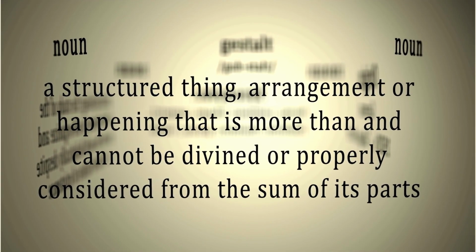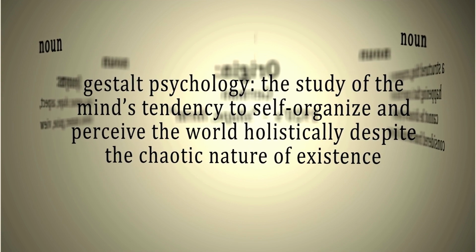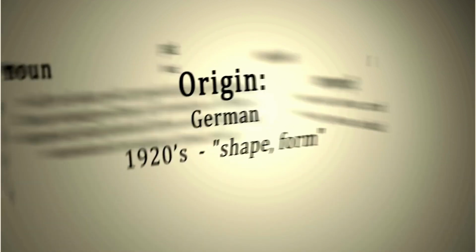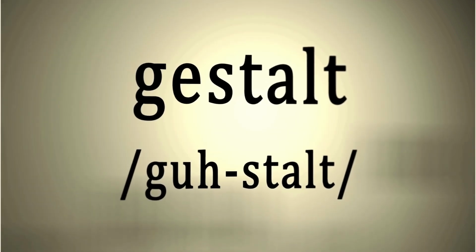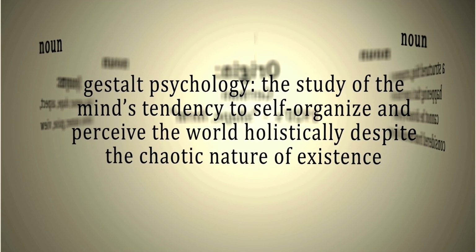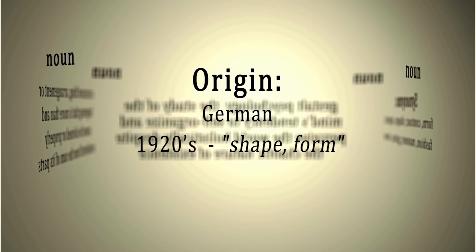What does the word Gestalt mean? It's an arrangement that cannot be properly defined or considered separate from its parts. Gestalt psychology is defined as the study of the mind's tendency to self-organize and perceive the world holistically, despite its chaotic nature. And the word Gestalt is a German word meaning shape or form.